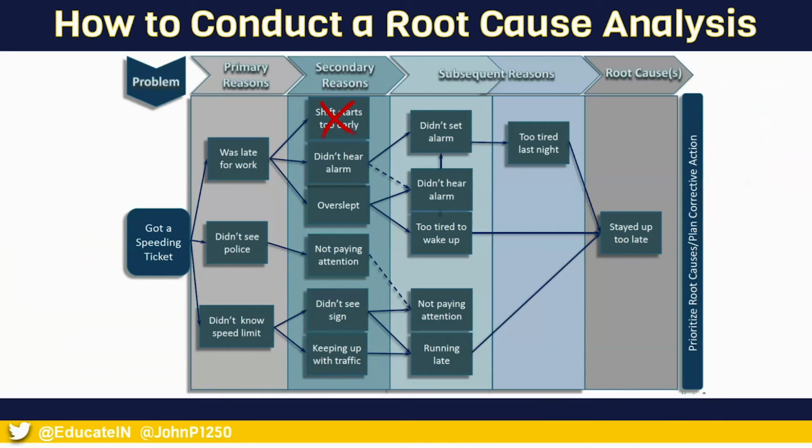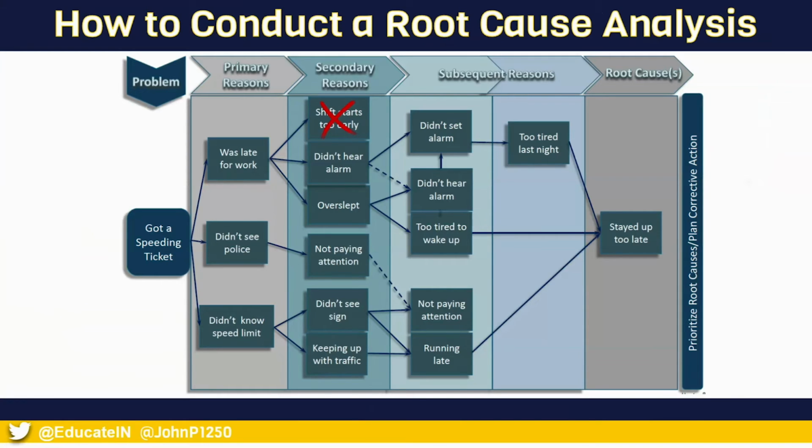Was late for work. Why? Well, my shift starts too early. As we stated before, when we get to a causal factor over which we have no control, we delete that one. Well, why was I late for work? Well, I didn't hear the alarm. Why didn't I hear the alarm? Well, I didn't set the alarm. Why? Well, I was too tired last night. Why were you too tired last night? Well, I stayed up too late.